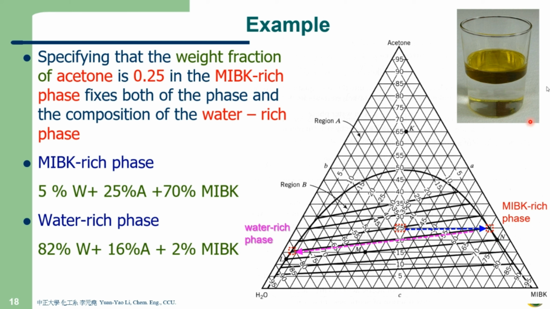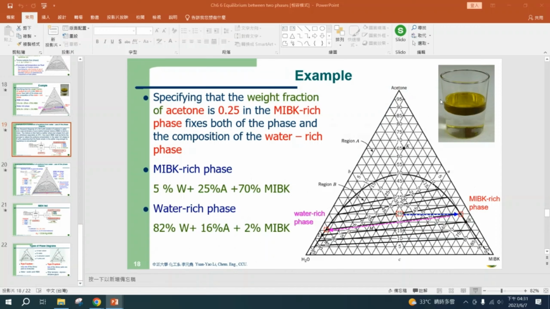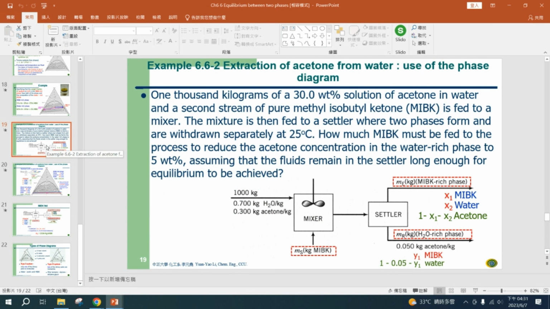So, in this liquid-liquid extraction, we know the water-rich phase is 82% water, 16% acetone, and 2% MIBK, and the MIBK-rich phase is 5% water, 25% acetone, and 70% MIBK. Okay? This is the example which we just discussed on the last lecture. Please practice this by yourself. One more time, I say to you, please practice this by yourself.